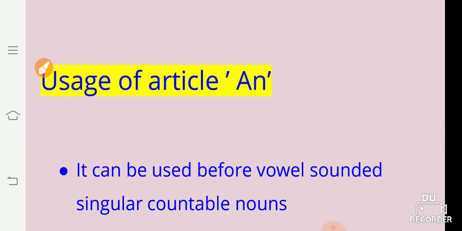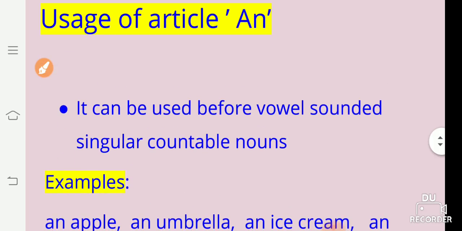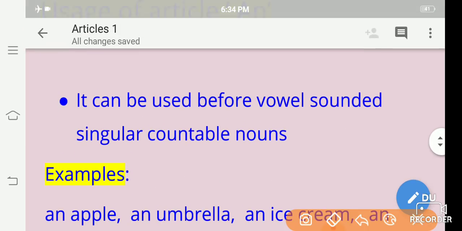This general rule is exactly opposite to the usage of article A. It can be used before vowel sounded words. There, A is used before consonant sounded words, but here an is used before vowel sounded singular countable nouns. See, vowel sound, there is no doubt, I think. There are 5 vowels, as we all know. They give vowel sound, except in a few situations, and the noun must be singular and countable, not uncountable.